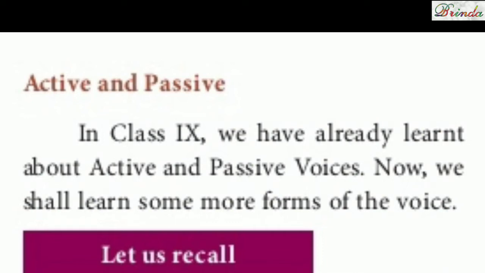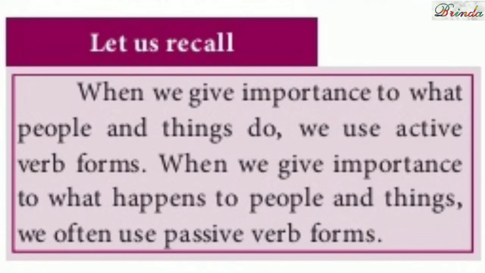In class 9, we have already learnt about active and passive voices. Now we shall learn some more forms of the voice. Let us recall. When we give importance to what people and things do, we use active verb forms. When we give importance to what happens to people and things, we often use passive verb forms.